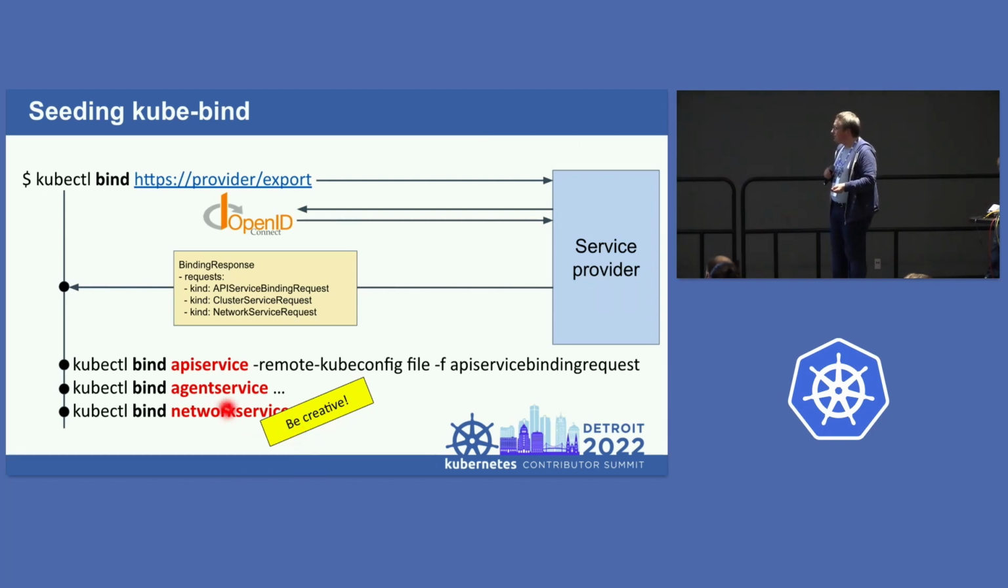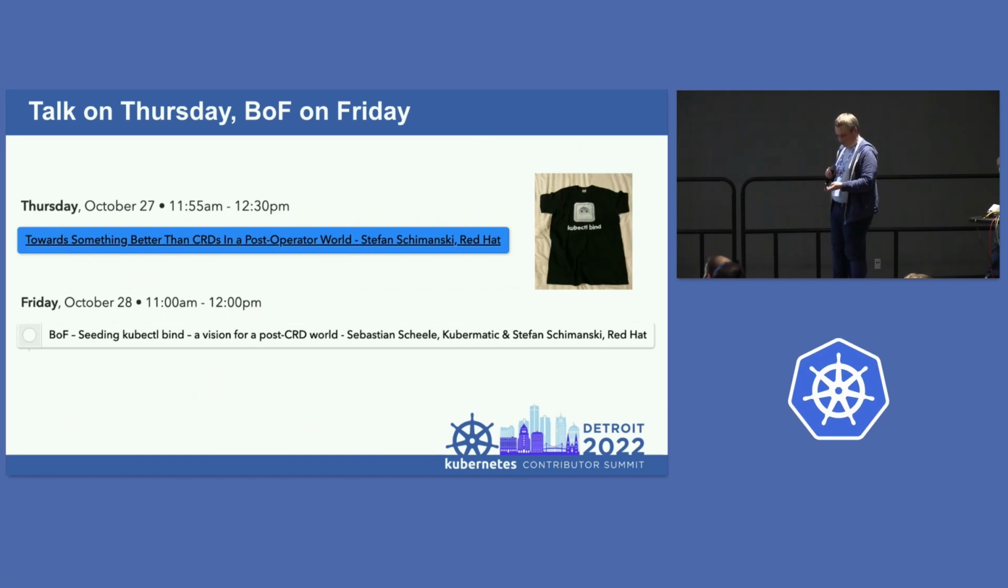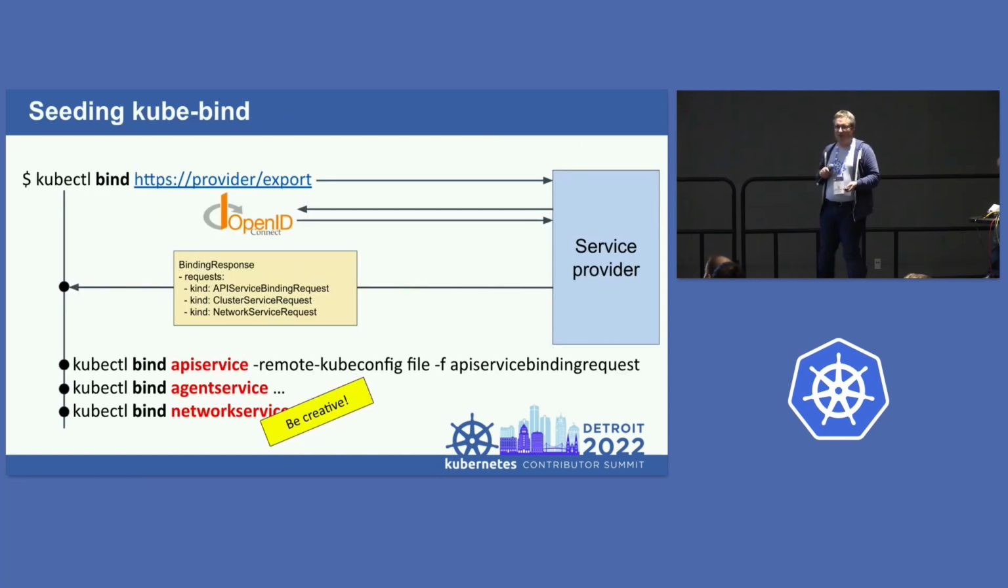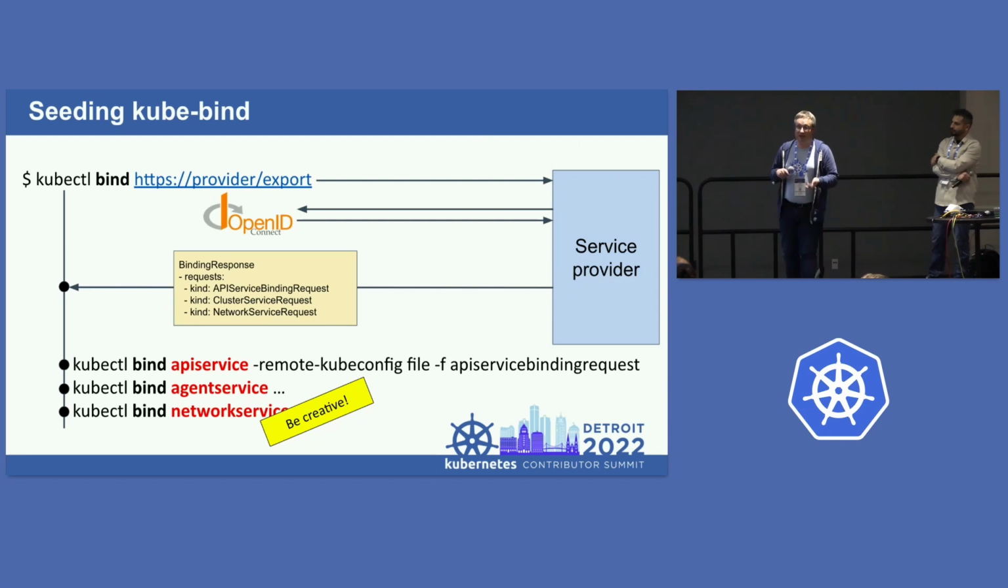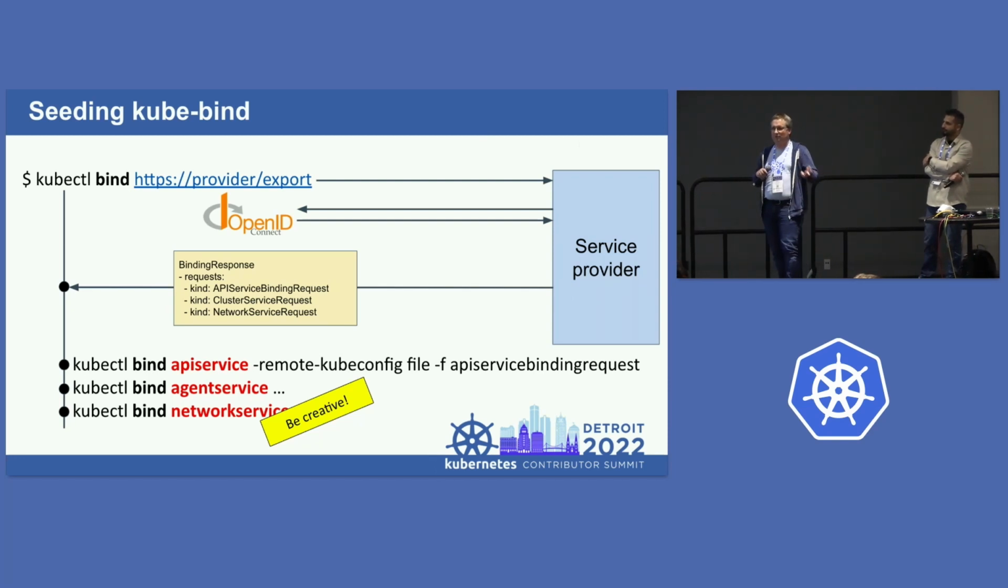There were also ideas about something like an agent service. So some service providers like, I don't know, profiling as a service built by Polar Signal, for example. They need an agent to send profiles to their service. This is also a binding, right? You install something into the cluster, it sends the data to the service provider.